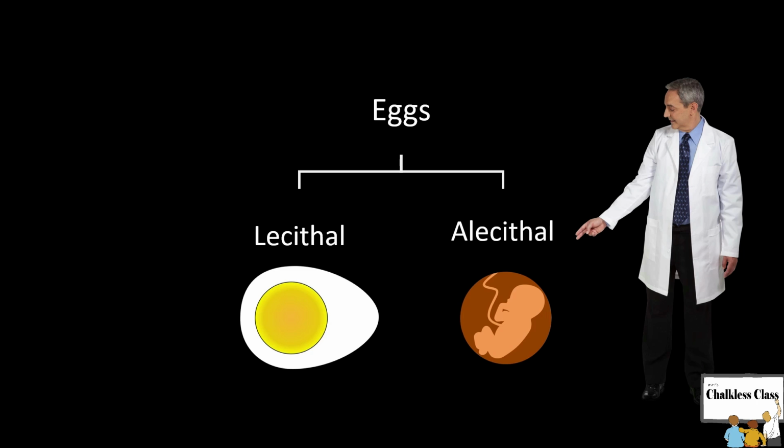The eggs without yolk are alecithal. In mammals, except prototherians, the eggs do not contain yolk. The embryos directly draw the food from the maternal body through the placenta.